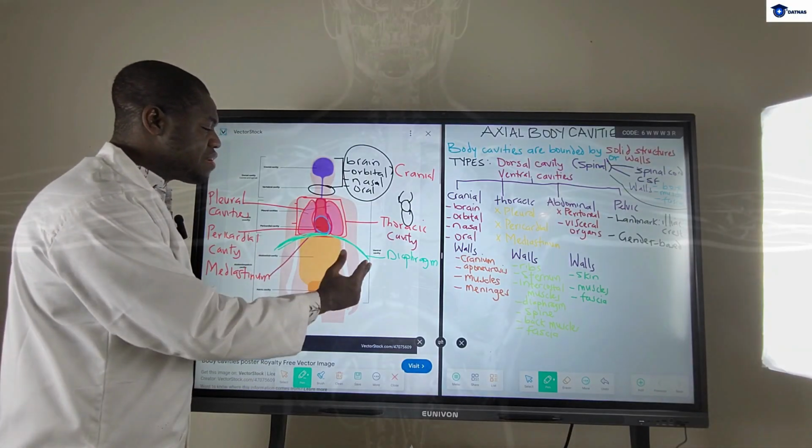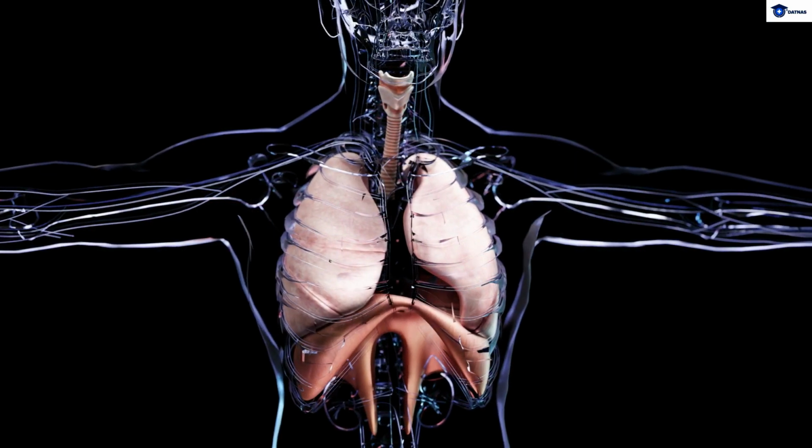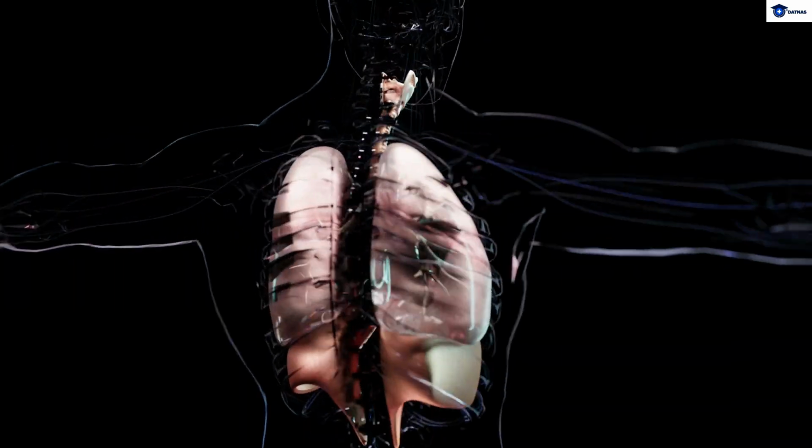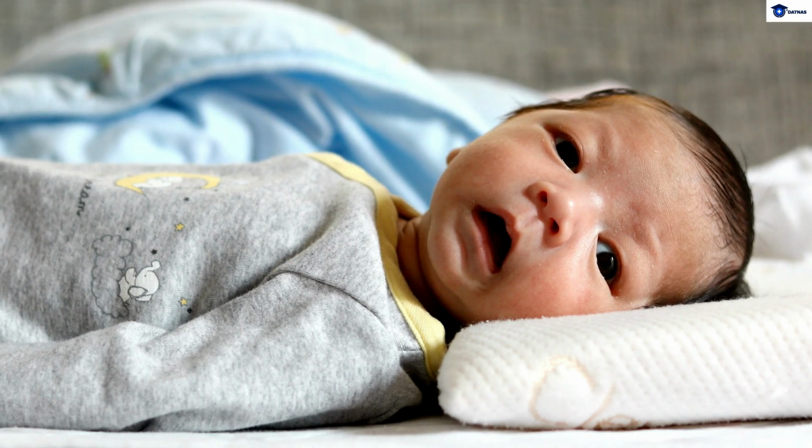Overstimulation of the diaphragm, overcontractions of the diaphragm can result in hiccups.